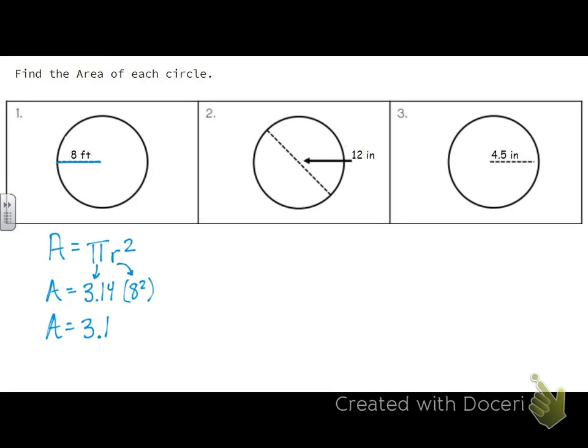3.14, and so I'm just going to type it in my calculator as 3.14 times 8 times 8. And now let me just type it in just like I see it. 3.14 times 8 times 8, and that gives me 200.96.